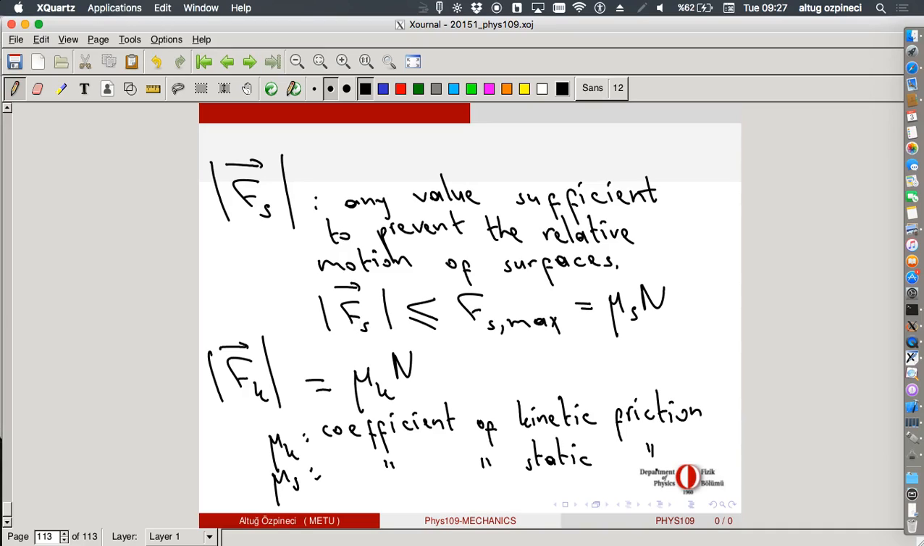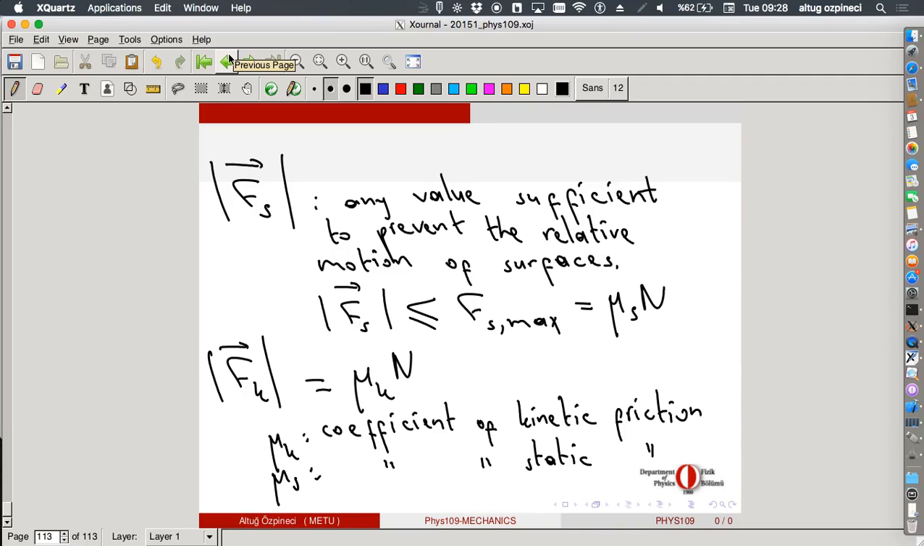Now, any questions on these? About the magnitude of the friction and about the direction of the friction? Yes? Yes.